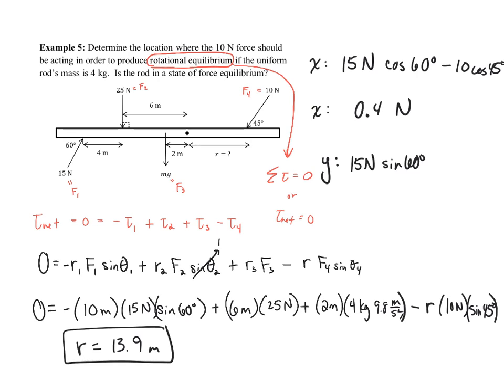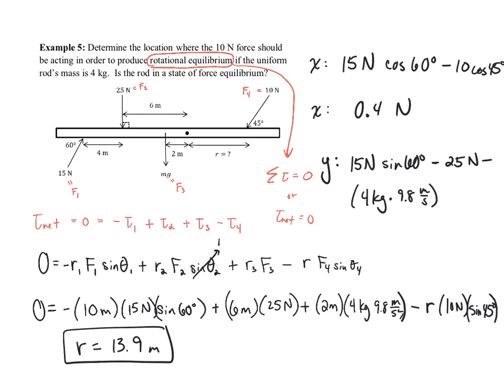Then the y component of F2 is the entire thing. F2 is 25 newtons acting down. So that's minus 25 newtons acting down. F3 is another minus, and that's going to be minus the weight of the object. And that weight is 4 kilograms times 9.8 meters per second squared. That's whatever the weight is, that force.